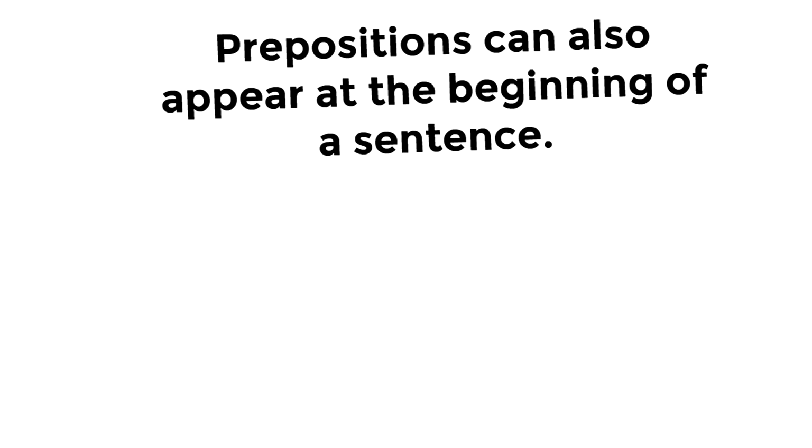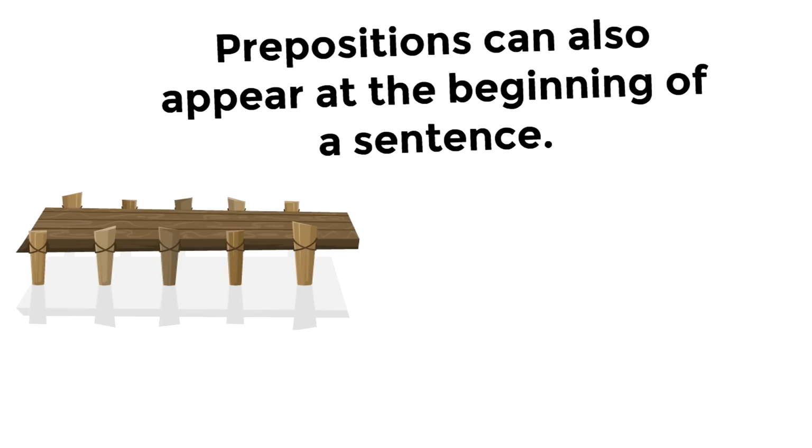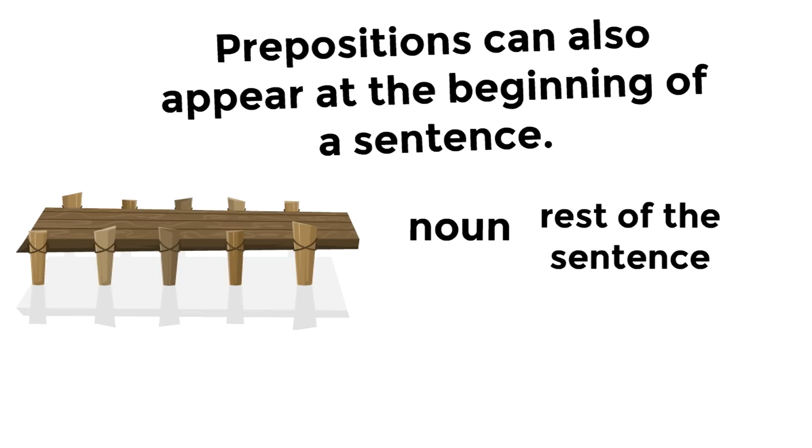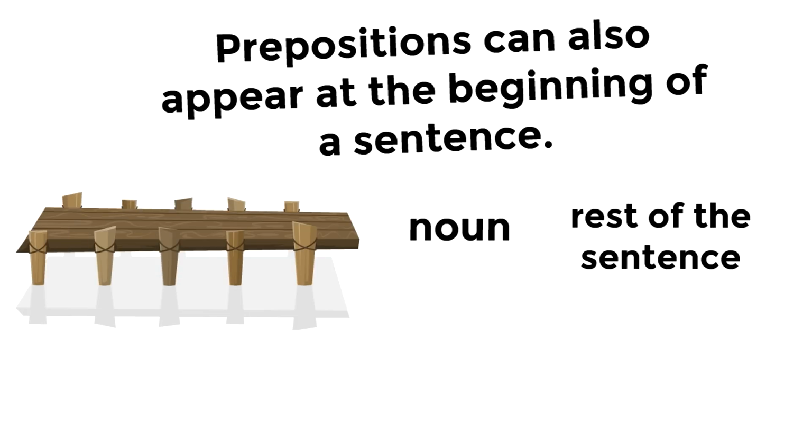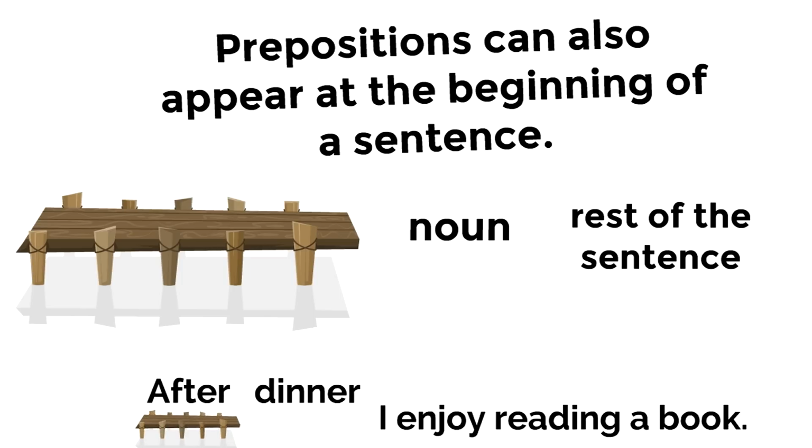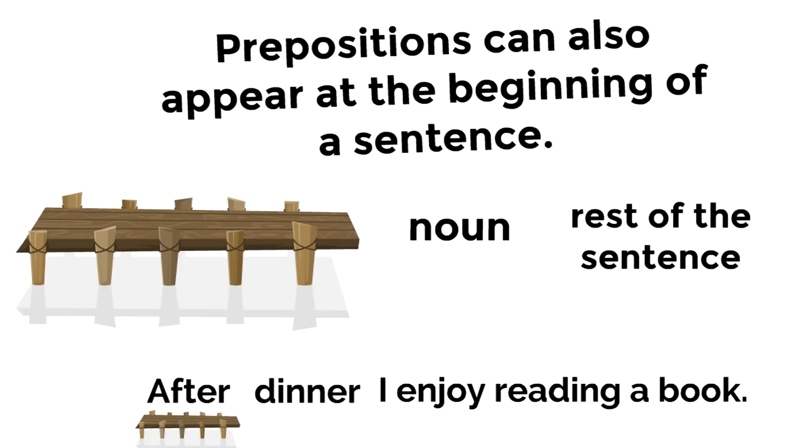Now here's something that can be tricky. Prepositions can also appear at the beginning of a sentence. The preposition still has a noun coming after it, and then there's the rest of the sentence. But the preposition is still connecting the noun to the rest of the sentence. Let's show you with an example. All right, here we go. After dinner, after is a preposition. After dinner, I enjoy reading a book.